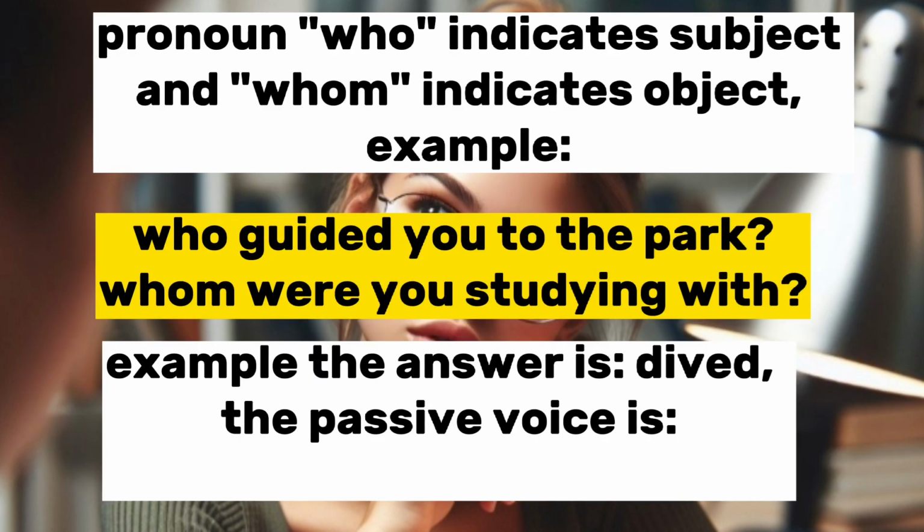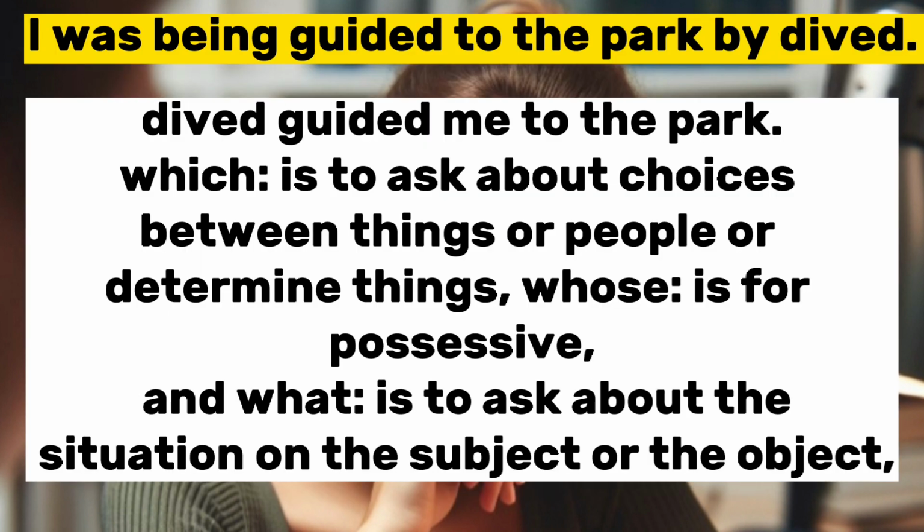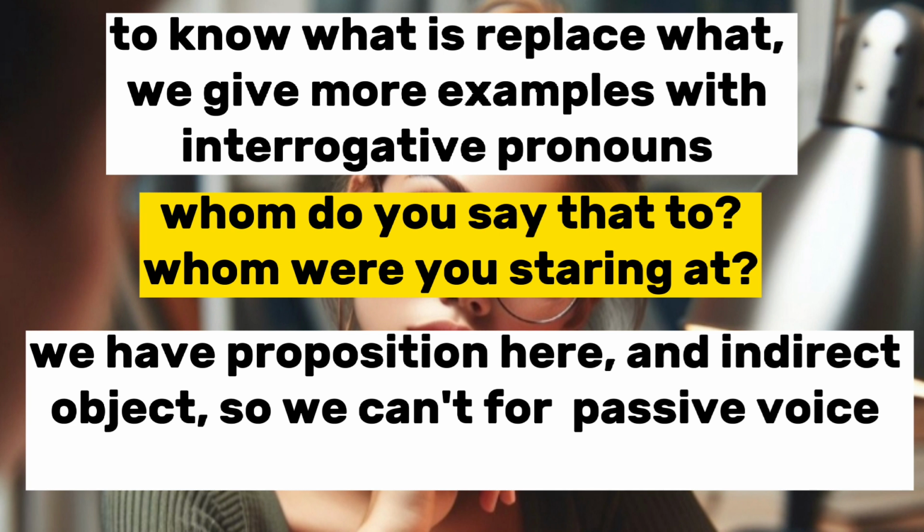Understood? The pronoun who indicates the subject and whom indicates the object. Example: who guided you to the park? Whom were you studying with? Example: the answer is David. The passive voice is I was being guided to the park by David. David guided me to the park. Which is to ask about choices between things or people, or to determine things. Whose is for possessive, and what is to ask about the situation on the subject or the object, to know what is replaced by what. We give more examples with interrogative pronouns.